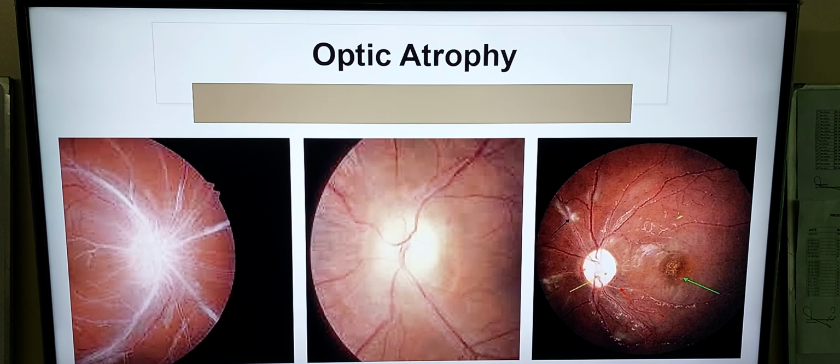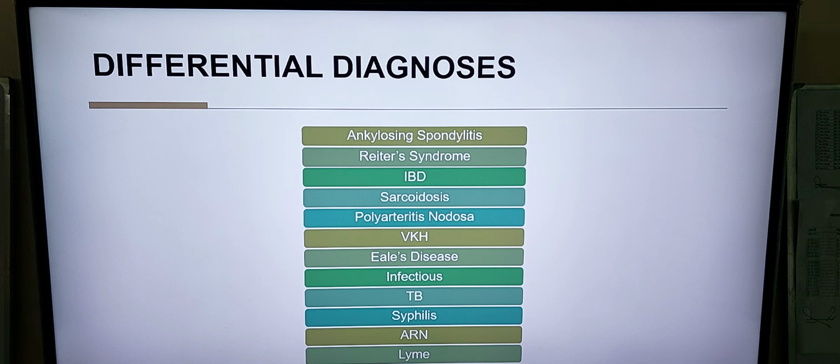So coming to the differential diagnosis of Behcet's, we have seronegative spondyloarthropathy such as ankylosing spondylitis, Reiter's syndrome, inflammatory bowel disease such as Crohn's, ulcerative colitis, and Whipple's disease. Then we have sarcoidosis, polyarteritis nodosa, Vogt-Koyanagi-Harada syndrome, Eales disease. Infectious causes include tuberculosis, syphilis, acute retinal necrosis, and Lyme disease.